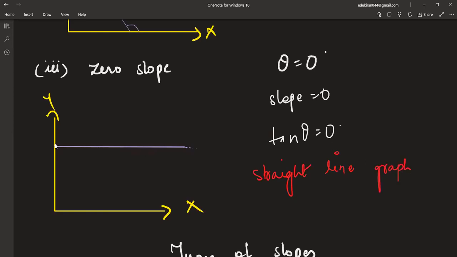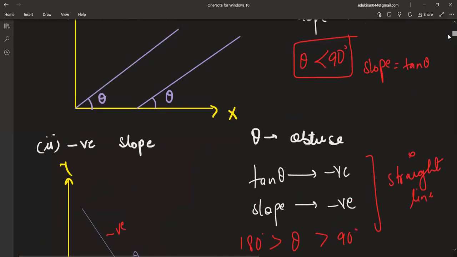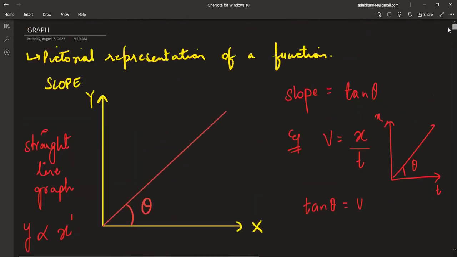This is also a straight line graph. But here, how do we take the angle? Theta is actually the angle with respect to the x-axis. So if theta is with respect to the x-axis, this is just parallel. This is 0 degrees. So slope will be 0 and tan theta will also be 0. Because tan theta is 0, that's why we are getting the slope as 0. So these types of slope we refer to as zero slope. Zero slope, positive slope, negative slope, these will be used in certain questions.